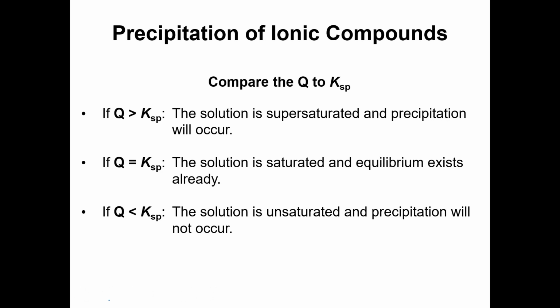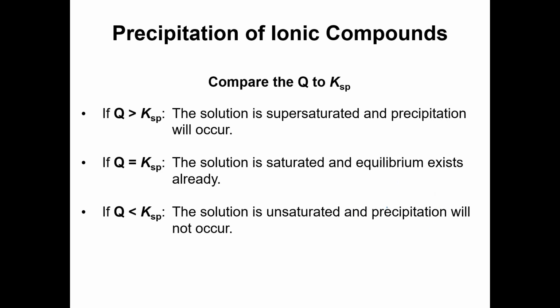So if Q is greater than KSP, that means our solution is supersaturated. It has more of the compound than it can hold, and so some of the compound is going to precipitate out as a solid. If Q equals KSP, our solution is saturated and we're at equilibrium. So KSP is our equilibrium constant, which means if Q is equal to that, we're already at equilibrium. If Q is less than KSP, then the solution is unsaturated, meaning we're not at saturation, we're not at equilibrium yet. So none of the compound is going to precipitate out.